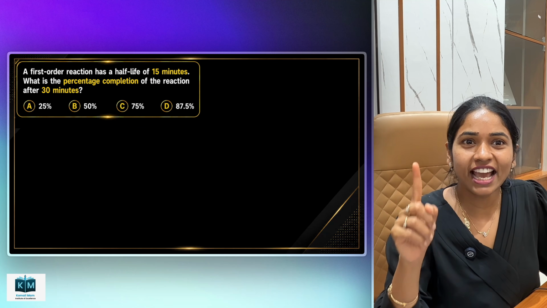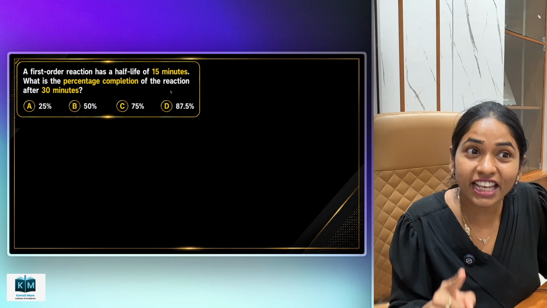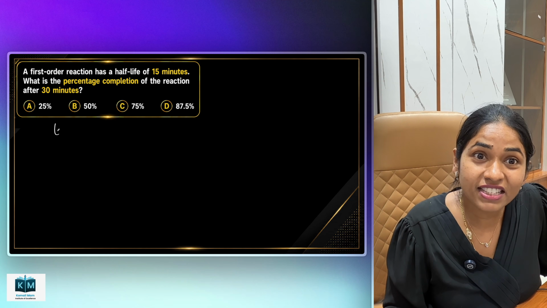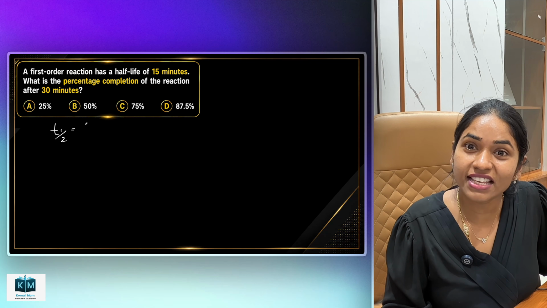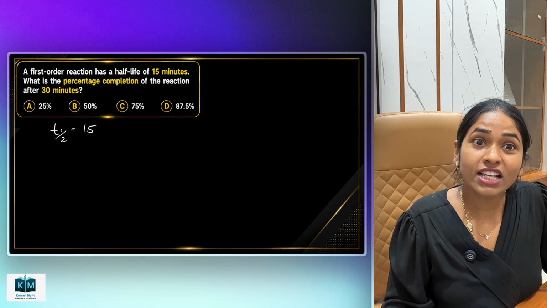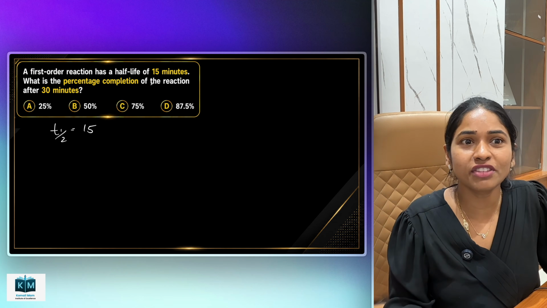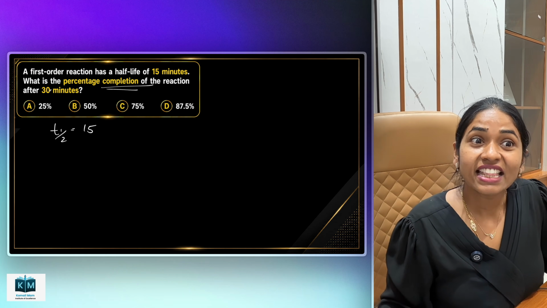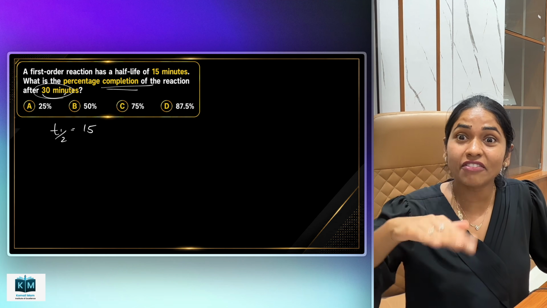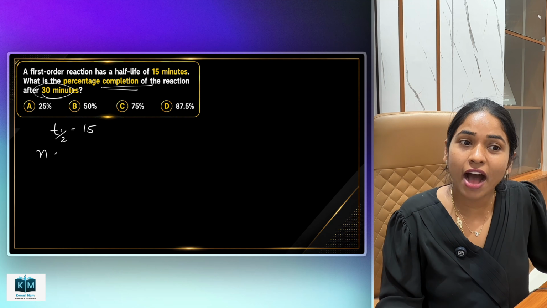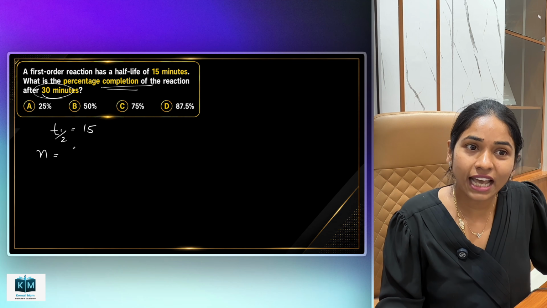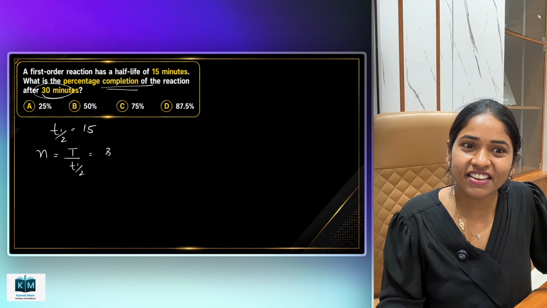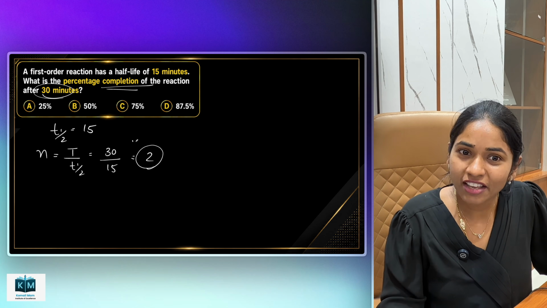A first order reaction has a half-life of 15 minutes. So half-life is given how much? T half is 15. Now what is the percentage of completion of the reaction? They were asking the reaction completion percentage after 30 minutes. So number of half-lives how much? Total time taken divided by T half, that is 30 divided by 15, that is 2. Number of half-lives is 2.